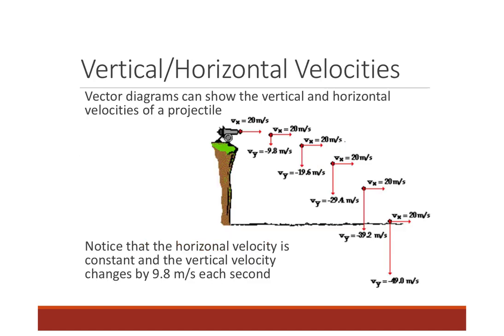So we can use our vector arrows, which, remember, point in the direction of the acceleration, and give some sense of the magnitude by the size of the arrow. So we can use these vectors to create vector diagrams that show both the vertical and horizontal velocities of a projectile. So our initial vector in the x direction, thinking about our xy direction in a graph.